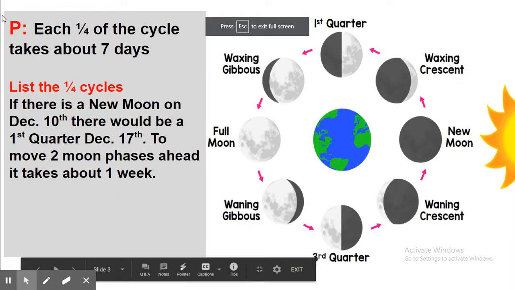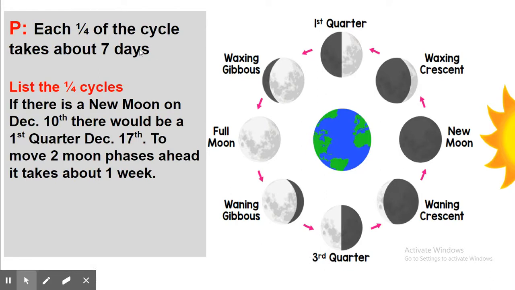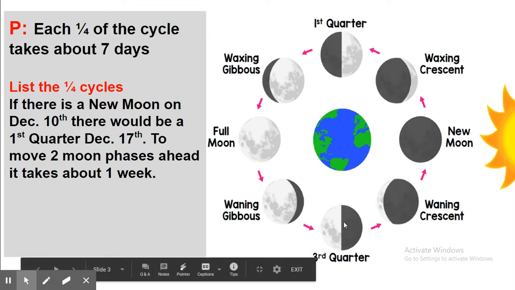Let's practice. Each quarter of the cycle takes about 7 days. Let's list those quarter cycles or the major phases. So the new moon is a quarter phase, and this would be our first quarter, and then full moon, third quarter, and back to new moon. These are your 4 major phases, also known as the quarter phases.